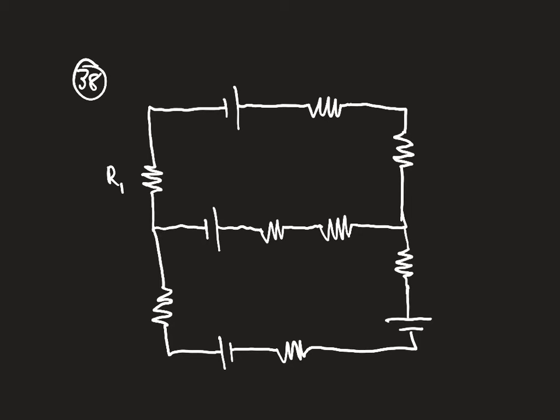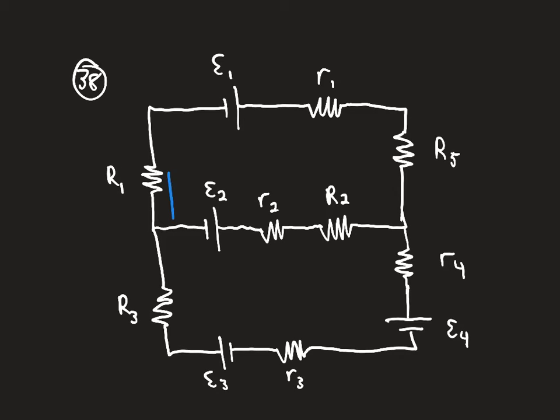We have to label all the pieces of this. We've got big R1, we have E1, we have little r1, we have big R5, we have big R2, we have little r2, we have E2, we have big R3, we have E3, we have little r3, we've got E4, and we have little r4. This is the diagram that they gave you in the book. And then we also have this. We have an I1 going like this. We have an I2 going like this. And we have an I3 going like this.